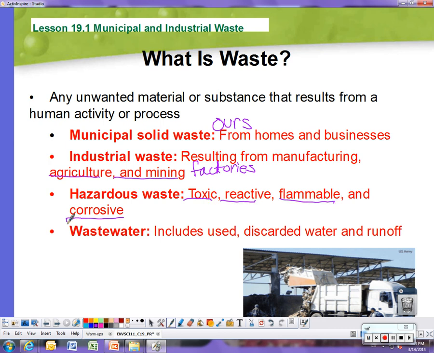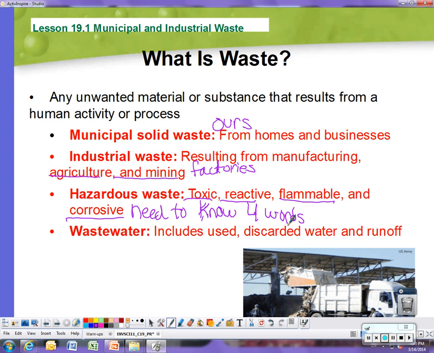If you don't know those 4 words, you need to know. Need to know 4 words. Yeah, I know you're laughing at me right now. That's fine. And then wastewater. This is our discarded water and the general runoff that we use.